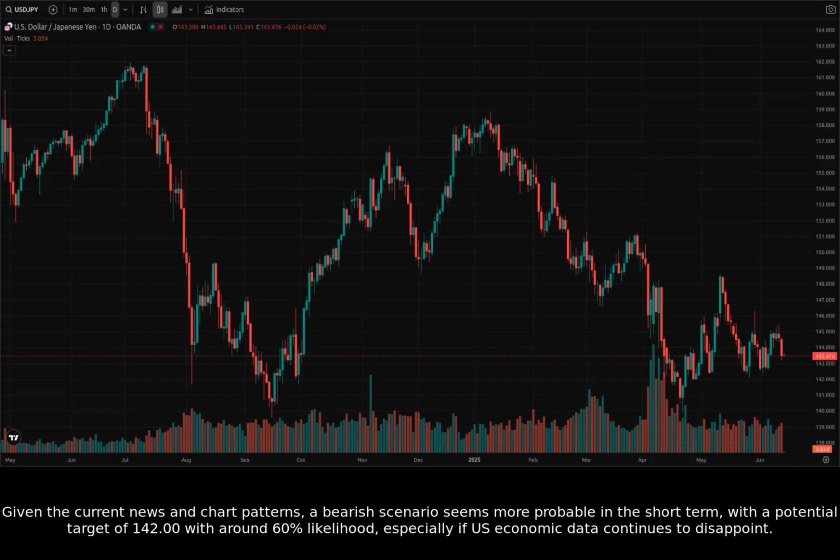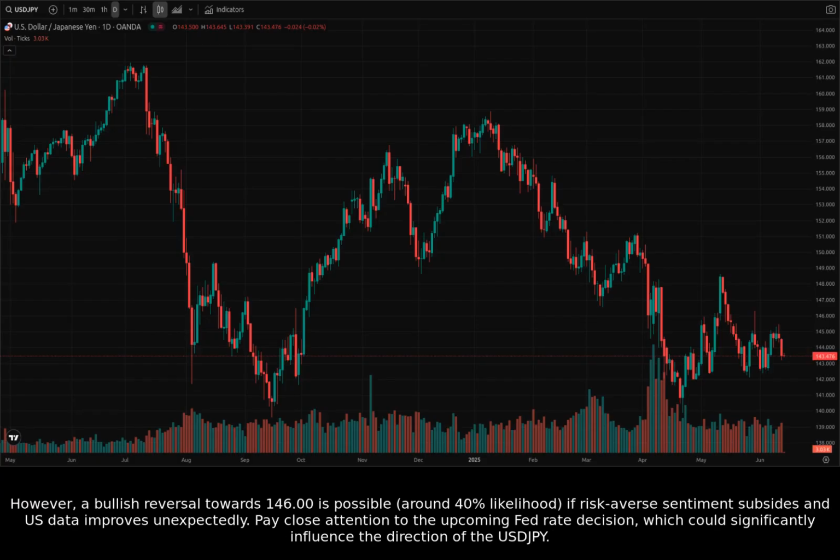potential target of 142.00 with around 60% likelihood, especially if U.S. economic data continues to disappoint. However, a bullish reversal towards 146.00 is possible, around 40% likelihood, if risk-averse sentiment subsides and U.S. data improves unexpectedly. Pay close attention to the upcoming Fed rate decision, which could significantly influence the direction of the USDJPY.